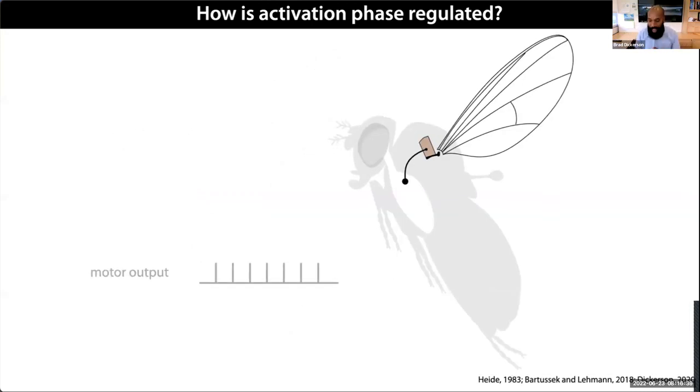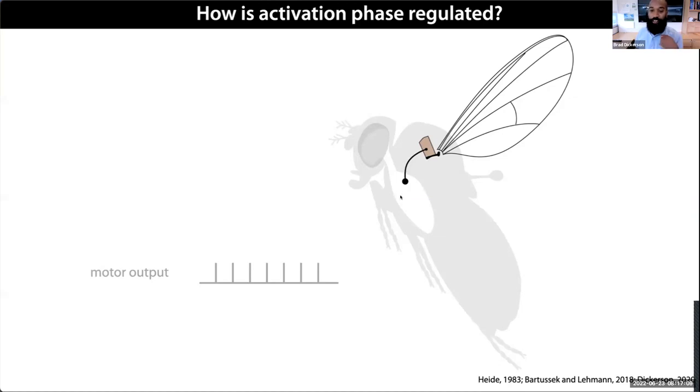Now, how can we imagine that the fly is able to regulate activation phase if now we've gone from a neural oscillator to a biomechanical oscillator, and now we're relying on mechanosensory feedback, at least for controlling this sort of flight rhythm? Great. So if we imagine that we're recording from a motor neuron, it's firing each wing stroke, so it's tonically active.